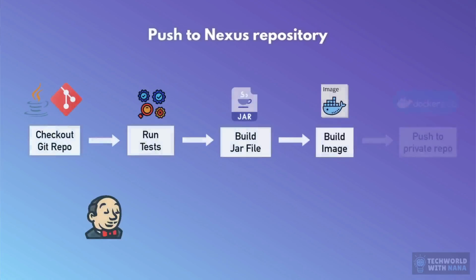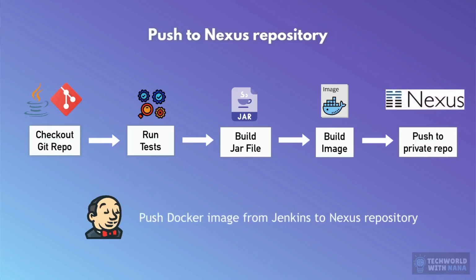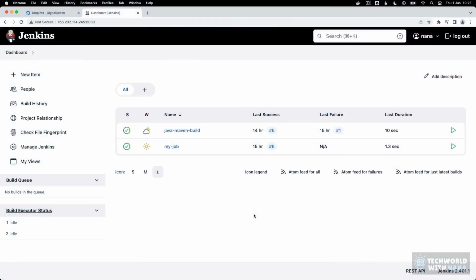Now you saw that we pushed a Docker image into a Docker Hub private repository. However, in the previous section, in the Nexus module, we have configured a Docker repository on Nexus as well. So you may be wondering, how can we push a Docker image from Jenkins to a Nexus repository?